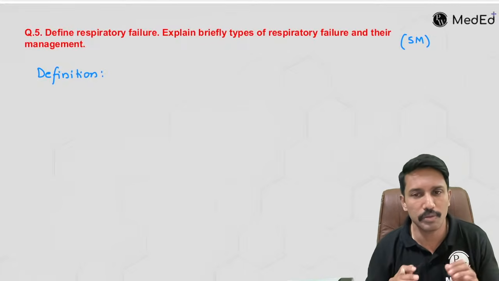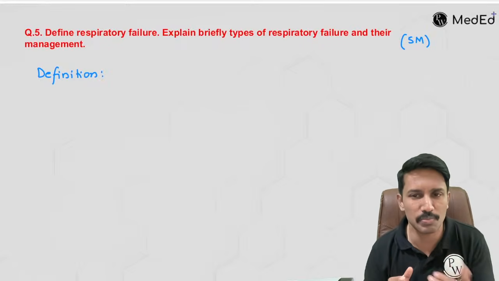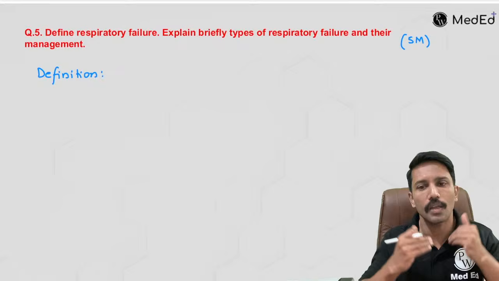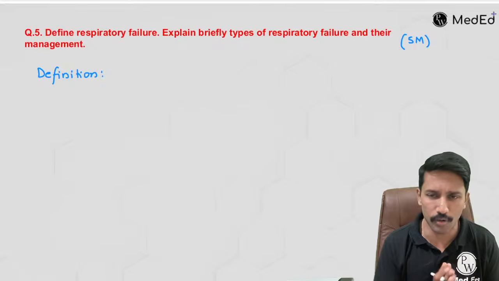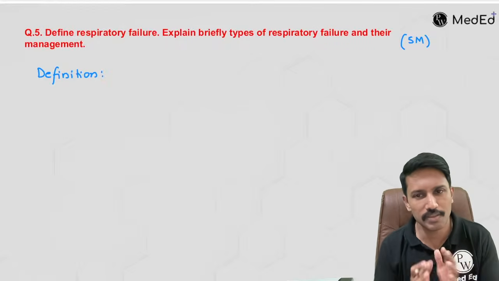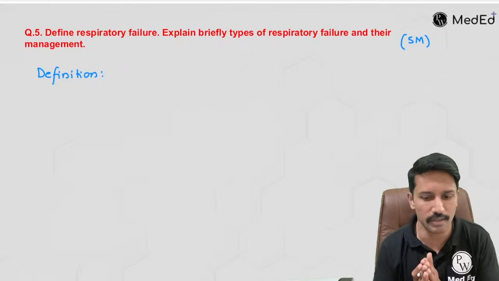It is very easy to remember what is respiratory failure. When you think of respiratory failure, think of functions of the respiratory system. What are the functions of the respiratory system? To take the oxygen in and eliminate the carbon dioxide from the body, right? Inhale oxygen, exhale carbon dioxide. That's a simple thing. So when respiratory system fails to do one of these or both of these, we will call it as respiratory failure.